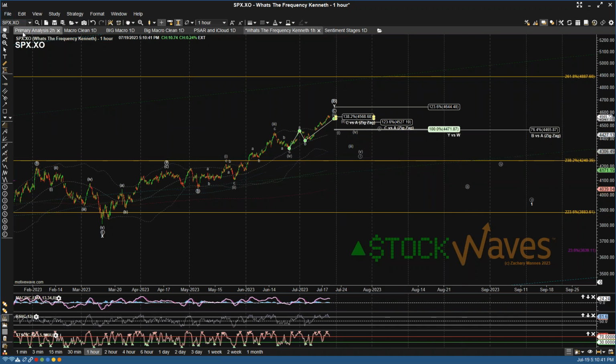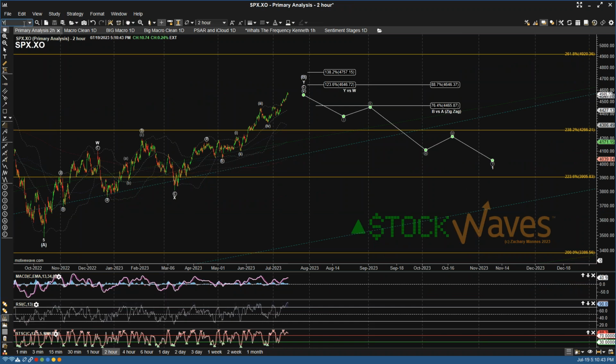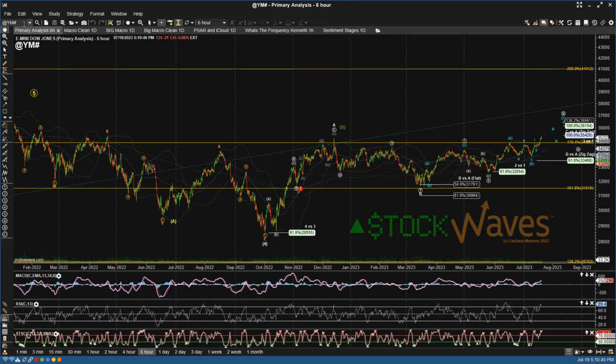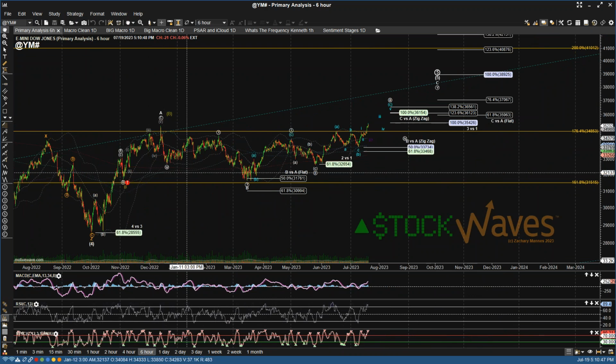All right, so that is as detailed as I can give you from right now on the S&P. What I'd like to do now is take a look at a chart that looks very different from that, and that's the Dow.